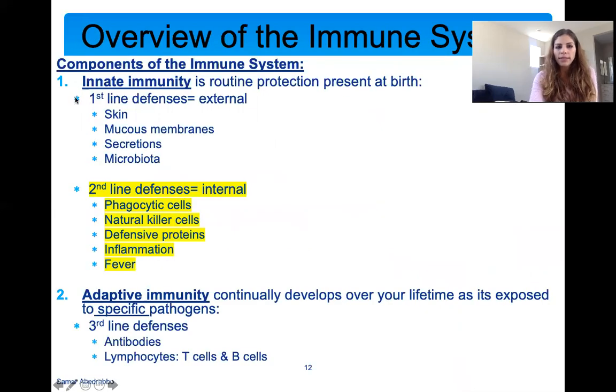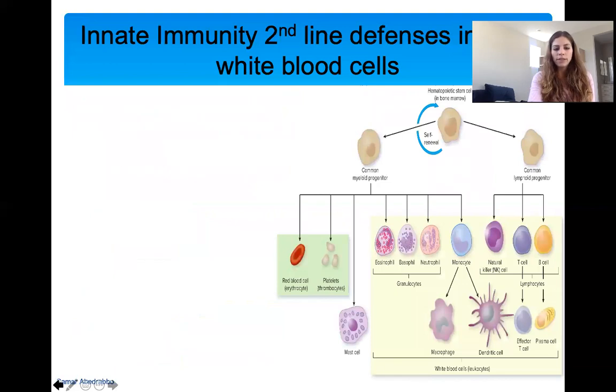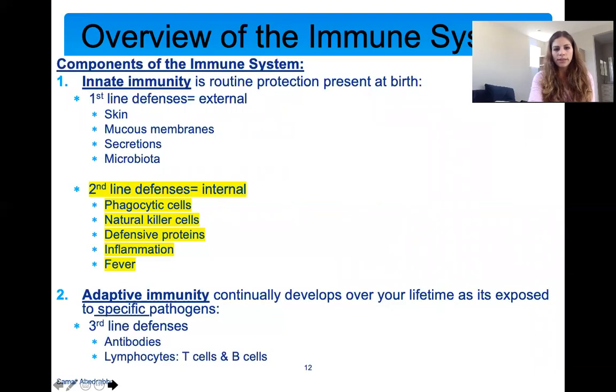So we talked about the first line defenses. Now we're going to talk about the second line of defenses. What happens when all of these things couldn't protect you and the microbe actually got in? This is where your white blood cells kick in, inflammation, and fever. And this is what we're going to talk about now.